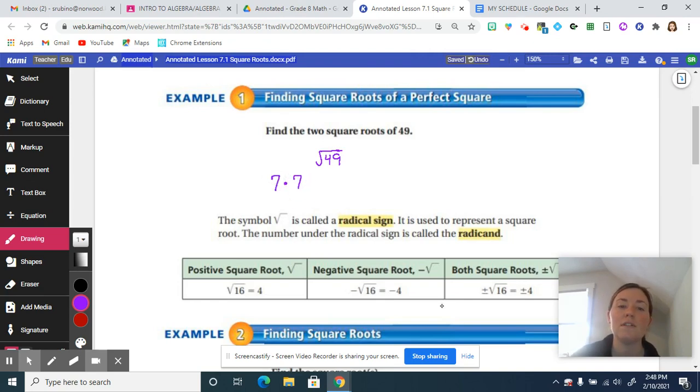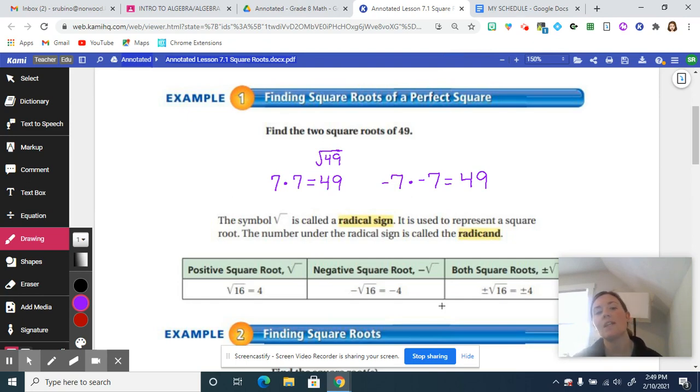7 times 7 equals 49, and negative 7 times negative 7 also equals 49. This proves our definition that each positive number will have both a positive and a negative answer as their square root, right? Because we know a positive multiplied by a positive is a positive, and a negative multiplied by a negative is also positive.